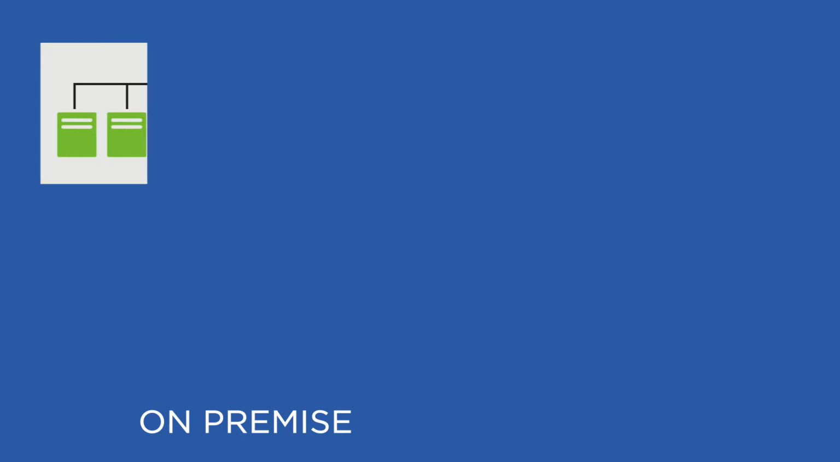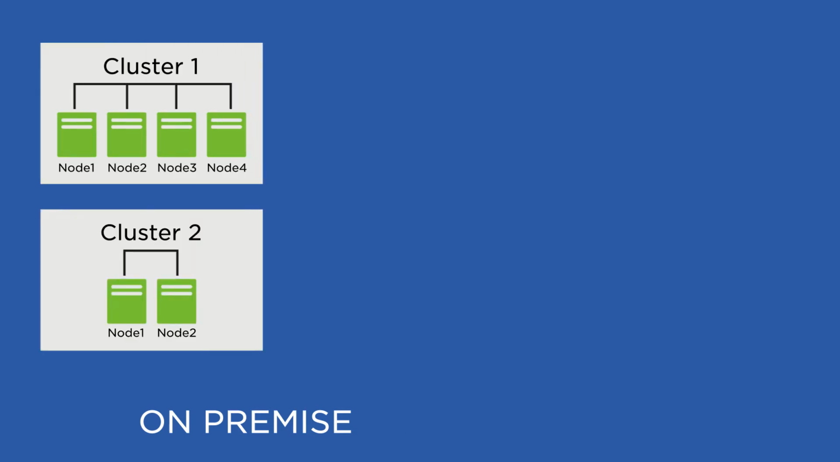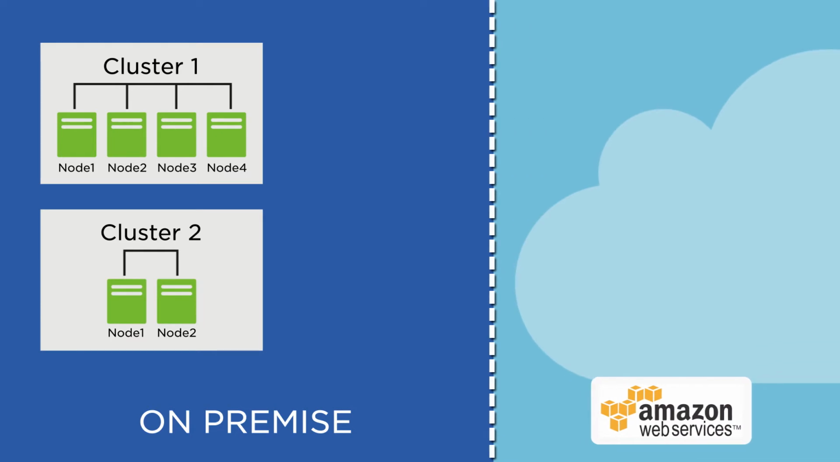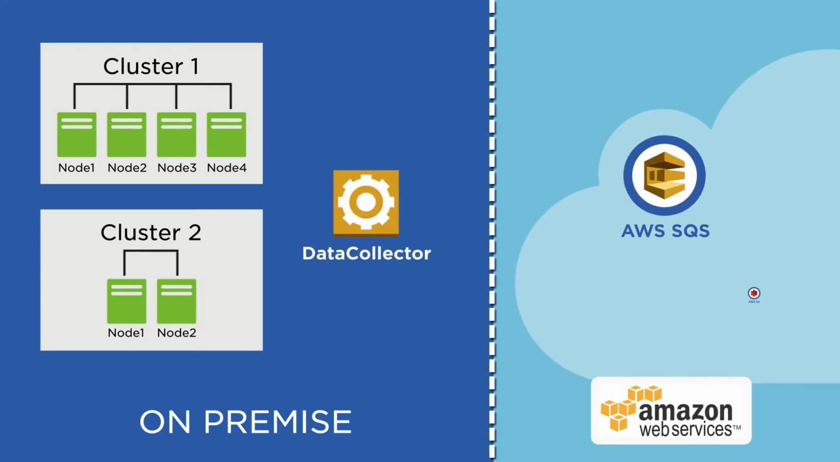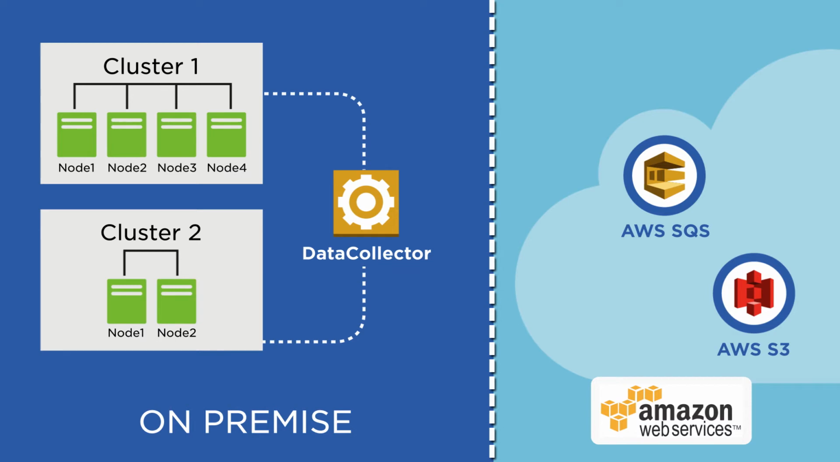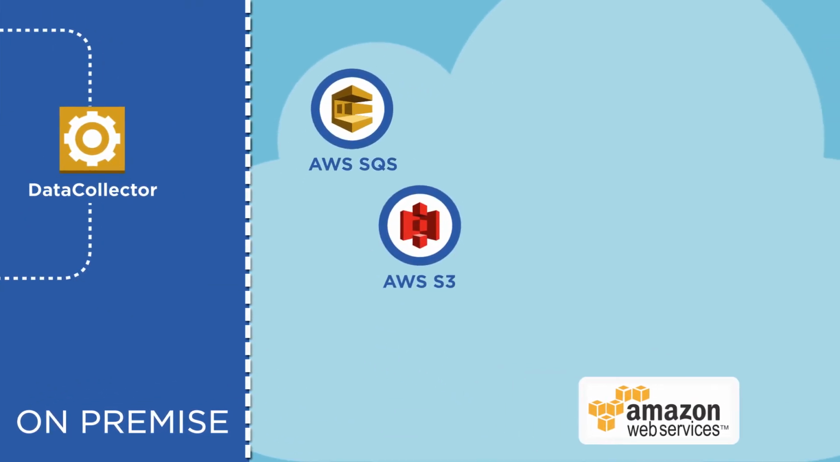Let's examine the data flow. This customer has two clusters, each composed of one or more nodes. To monitor those clusters, we install on-prem a data collector to collect information from your clusters. Every 5 minutes, the data collector sends files to AWS and informs OATS that something needs to be done.